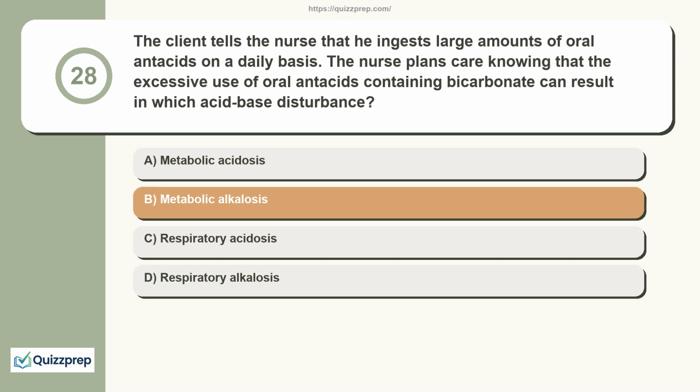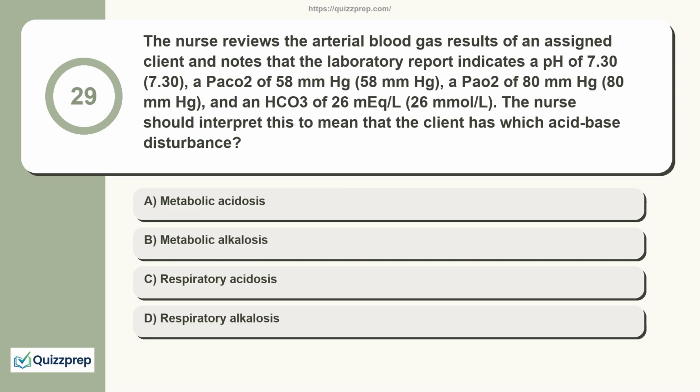Question 29. The nurse reviews the arterial blood gas results of an assigned client and notes that the laboratory report indicates a pH of 7.30, a PaCO2 of 58 mm Hg, a PaO2 of 80 mm Hg, and an HCO3 of 26 mEq/L (26 mmol/L). The nurse should interpret this to mean that the client has which acid-base disturbance: metabolic acidosis, metabolic alkalosis, respiratory acidosis, respiratory alkalosis.